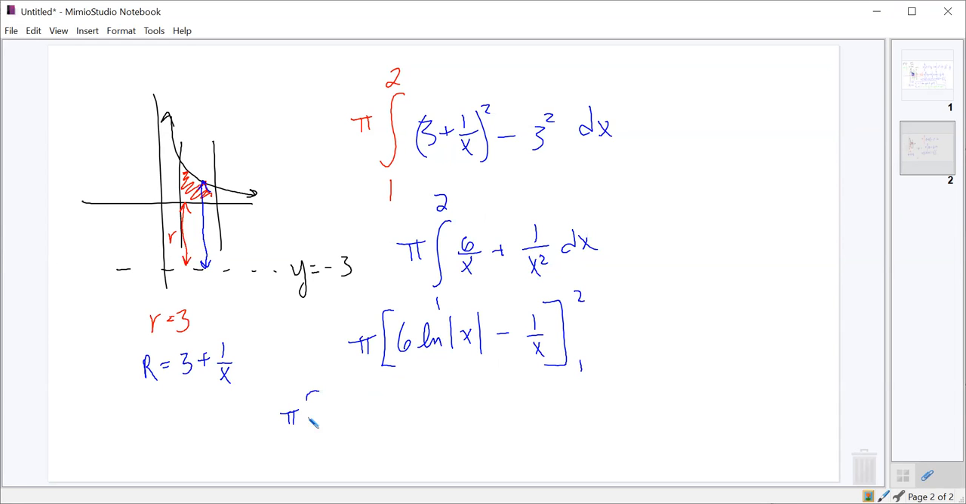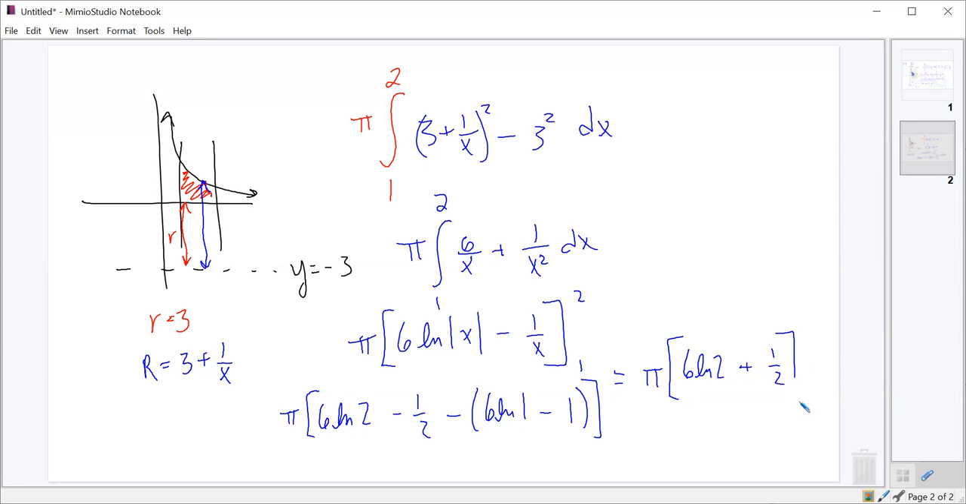And we end up with pi times 6 ln 2 minus a half minus 6 ln 1 minus 1. And minus a half minus a negative 1 will become a plus a half. And 6 ln 1 is 0. So we end up with pi times 6 ln 2 plus 1/2. Everybody okay with that? Any questions on that one? Everyone's good?